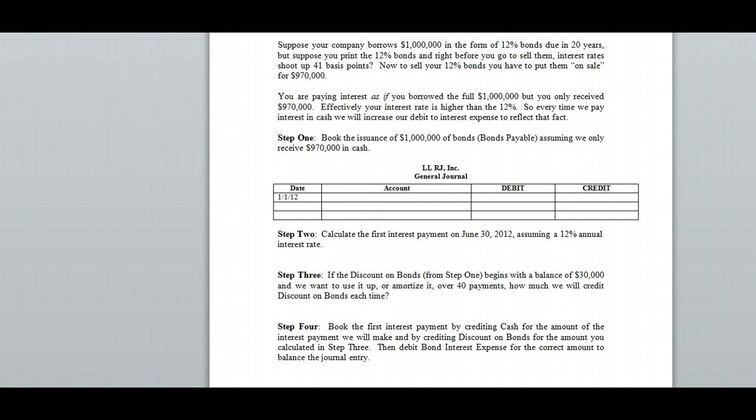In other words, investors require a 12.41% return. So to sell our bonds, we have to put them on sale. We have to sell them at a discount. We're going to pay interest as if we borrowed the full $1 million, but we only received $970,000. So our effective interest rate is going to be higher than that 12% that it says on the face of the bonds. Every time we pay interest in cash, we're going to increase our debit to interest expense to reflect that fact, and the offsetting credit is going to be to amortize that bond discount.